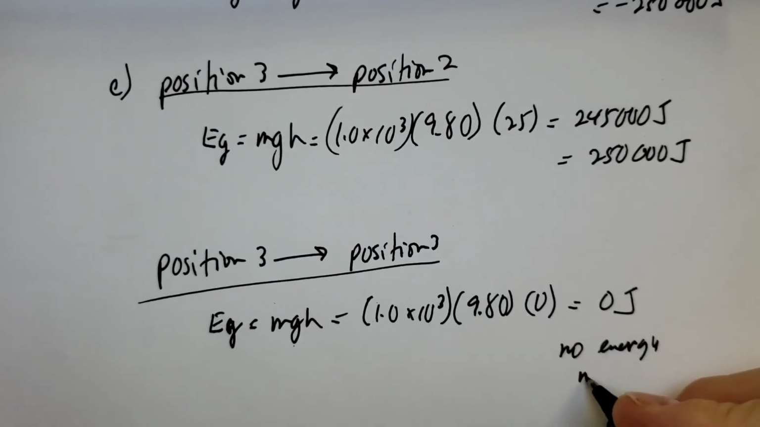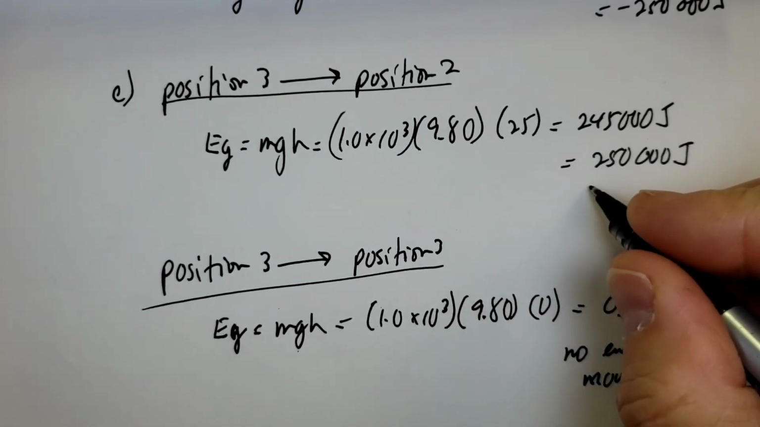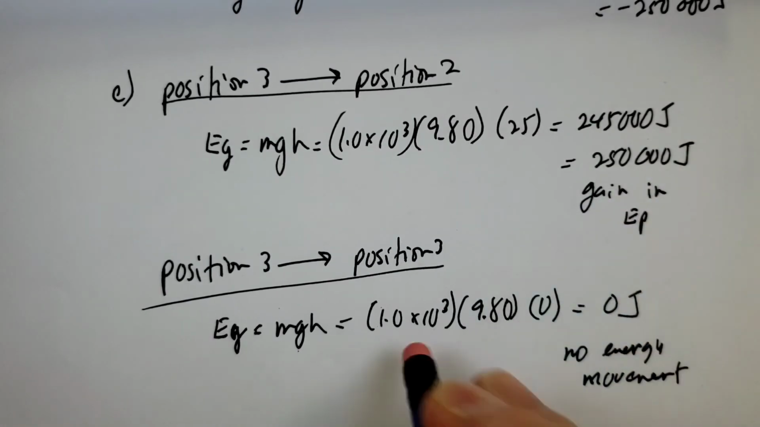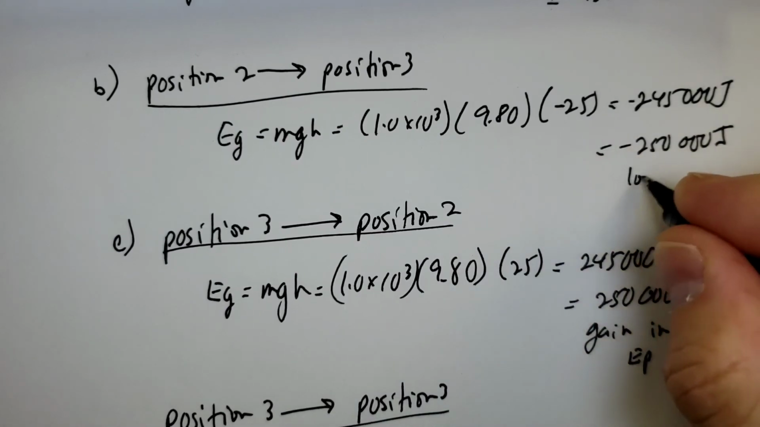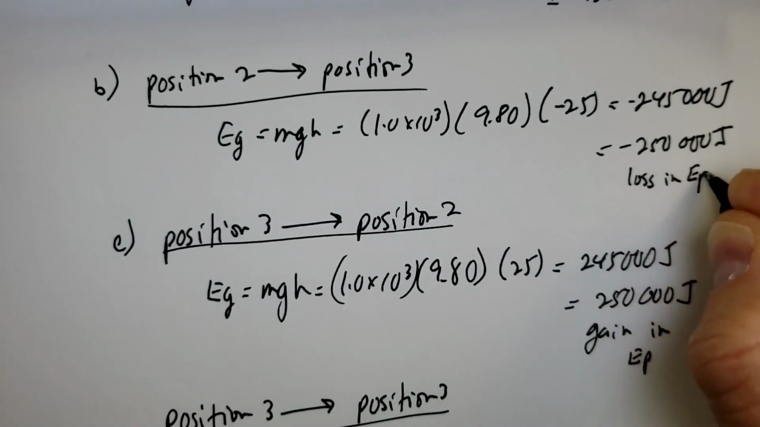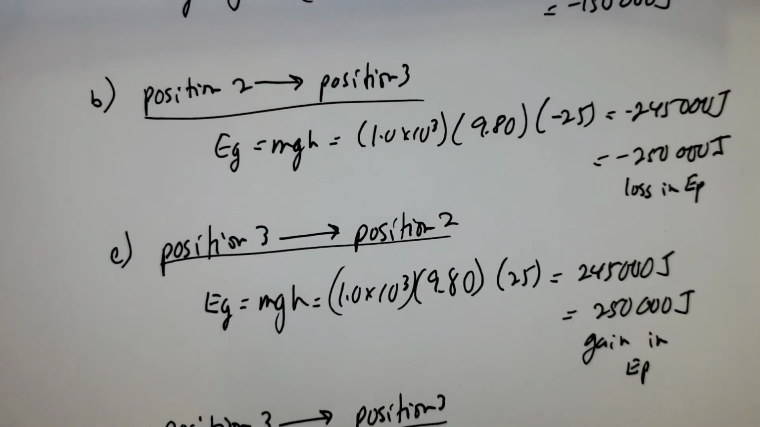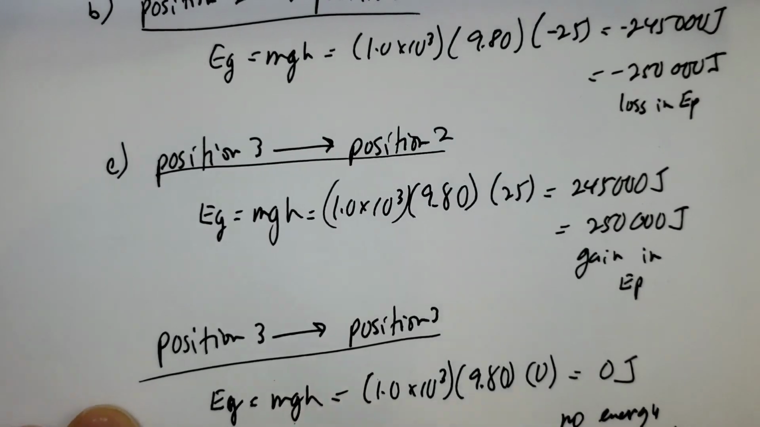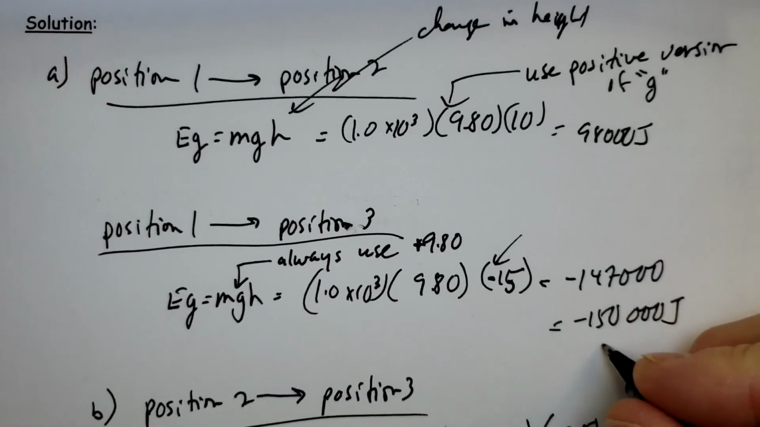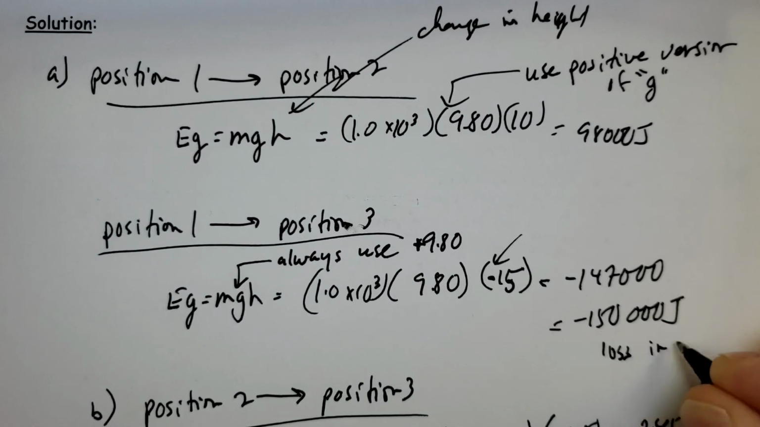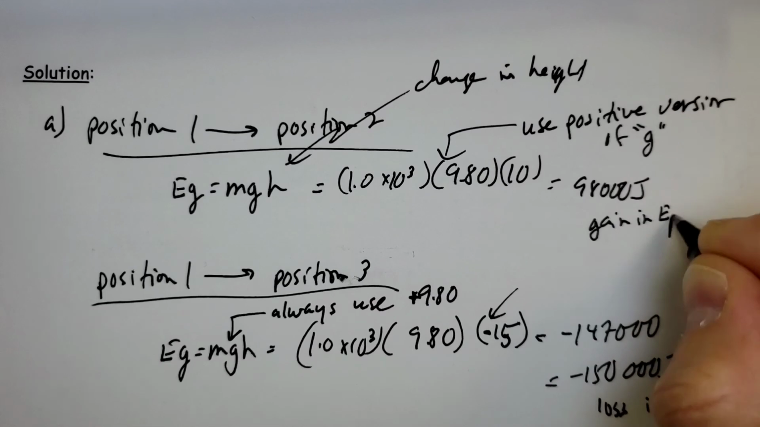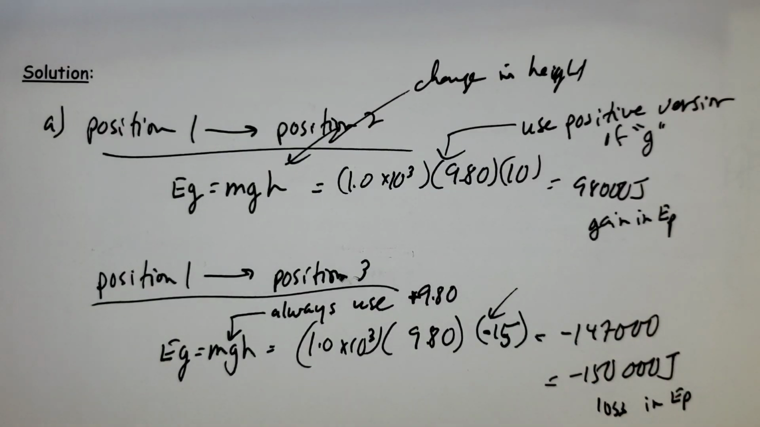So here we have no energy movement. Here we have gain in EP. Here we have loss in EP. So a negative, even though we're moving it down, the negative doesn't mean direction. It just simply means gaining energy or losing energy. And in this case, we lost. Here we lost. Loss in EP, gain in EP. All right, so that's all there is to it.